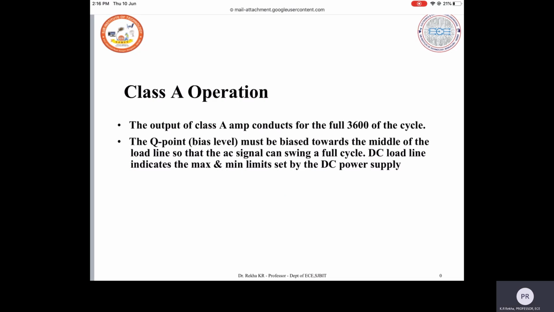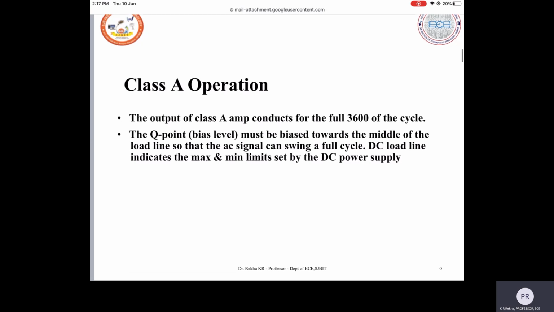So class A operation, the output of a class A amplifier conducts for the full positive and negative cycle. So that is 360 degrees. And the Q point must be biased towards the middle of the load line so that the AC signal can swing a full cycle. The DC load line indicates the maximum and minimum limits set by the DC power supply. It is clear. So a class A power amplifier is used so that you can amplify both the signals.